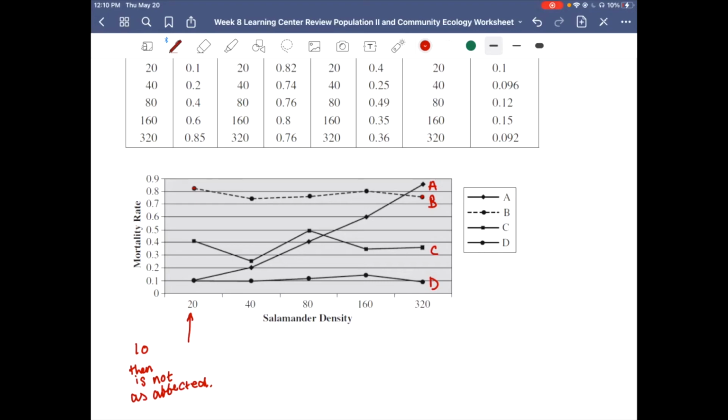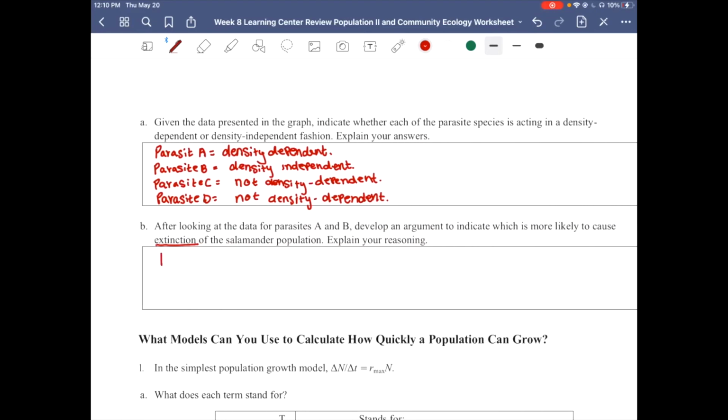However, for parasite B, even if you reach 20 or 10 or even 5 individuals, it's still going to have a mortality rate of 85%. So that's going to continue killing individuals even when the population becomes very, very small. Therefore, parasite B is going to make it harder for the population to rebound and more likely to cause extinction in the population. Does that logic make sense?